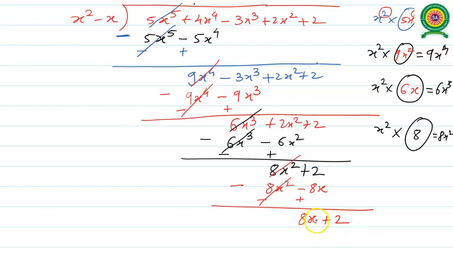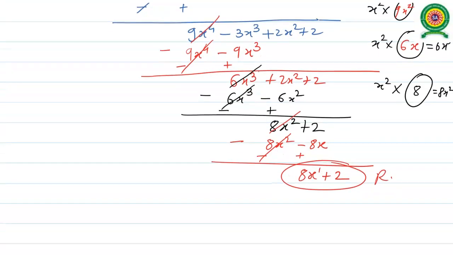Now once the degree of the remainder is less than that of your divisor, stop your division. The degree of the remainder, not given, means we have 1. Degree of the divisor we have 2. 1 is less than 2, so now we have to stop our division. So the remainder becomes now 8x plus 2.